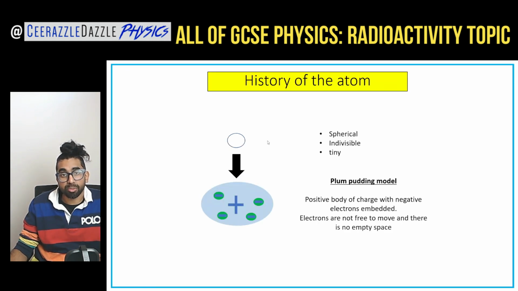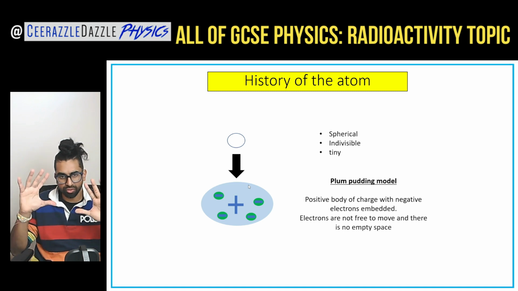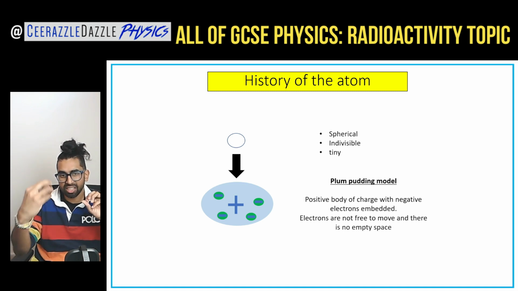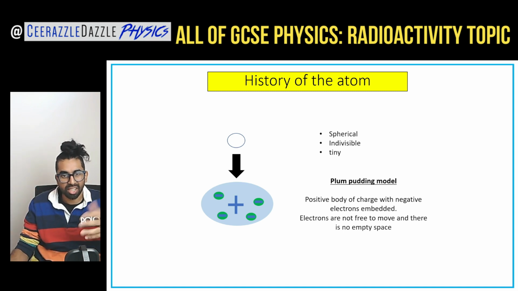History of the atom. You've got to be aware of how the model of the atom has changed as time has gone on and how we've discovered new things about the atom. So first of all, there was a model that basically atoms were tiny, spherical, indivisible, and then we moved on to the plum pudding model. It was just going to be a giant positive charge, a solid block, and negatively charged electrons embedded around it. Very similar to a pudding.